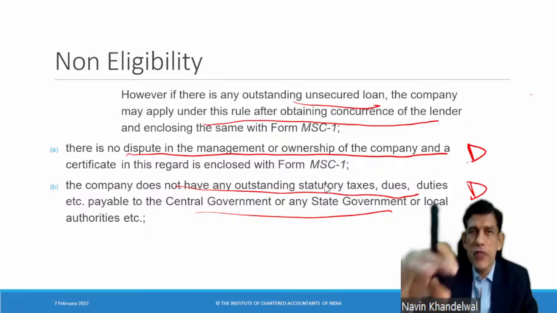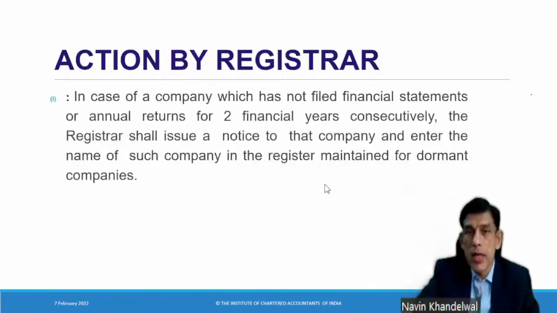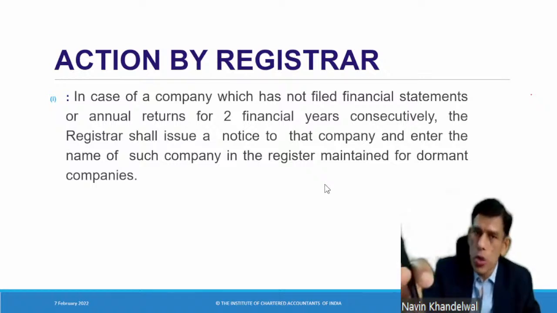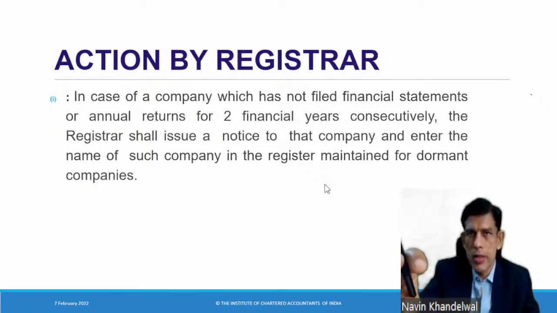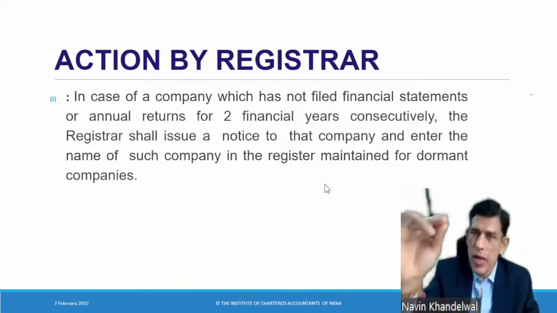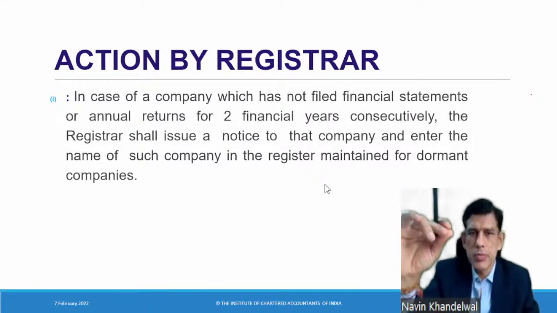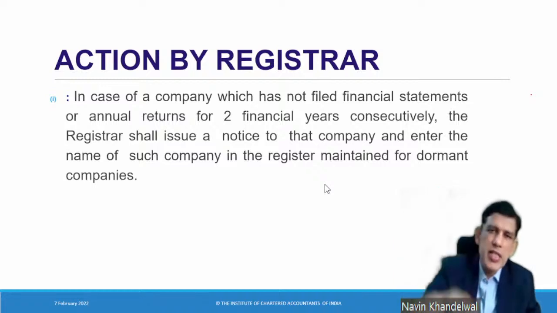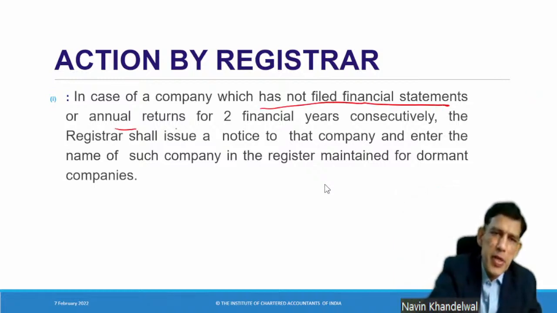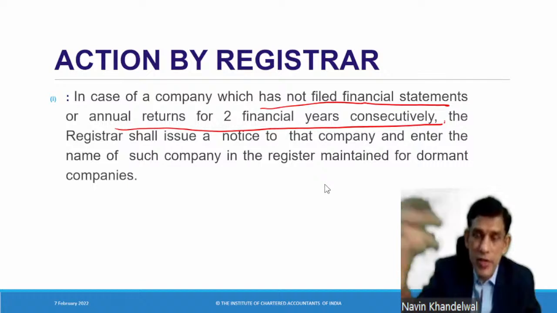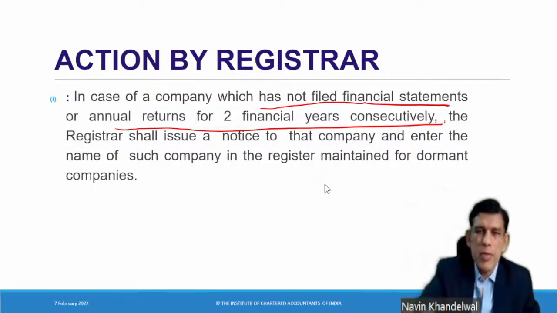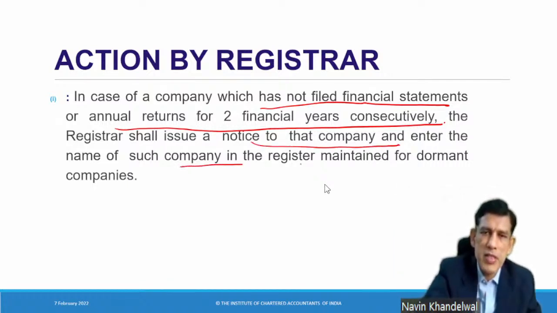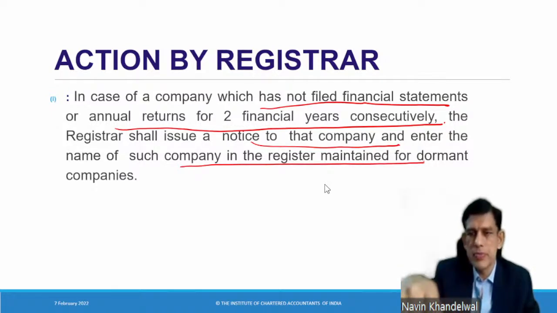So this is the situation where the company may apply. Can the registrar take the action on its own for classifying the company as a dormant company? So the answer is yes. The answer is yes. In case of a company which has not filed financial statement or annual return for 2 financial years consecutively, the registrar may issue a notice to the company and enter the name of such company in the register of dormant companies.